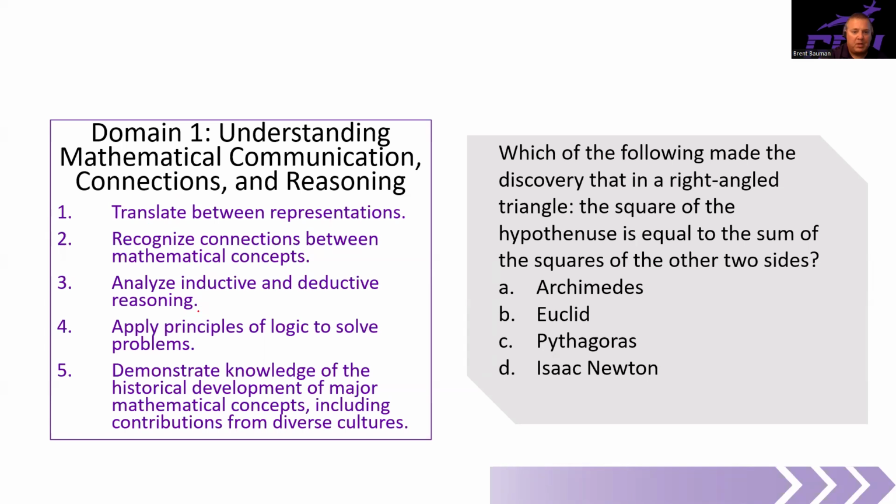On our first example, we're dealing with the bottom one, which involves historical information. You have some mathematicians down here that you need to connect to the situation that's given. It says, which of the following made the discovery that in a right-angled triangle, the square of the hypotenuse is equal to the sum of the squares of the other two sides?